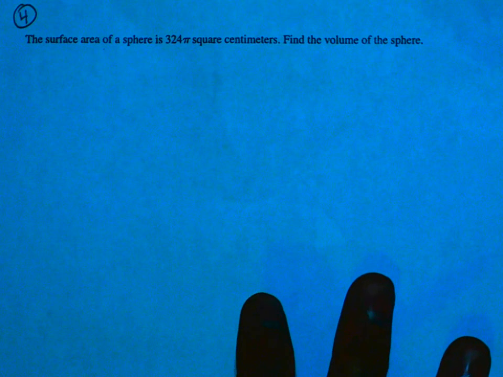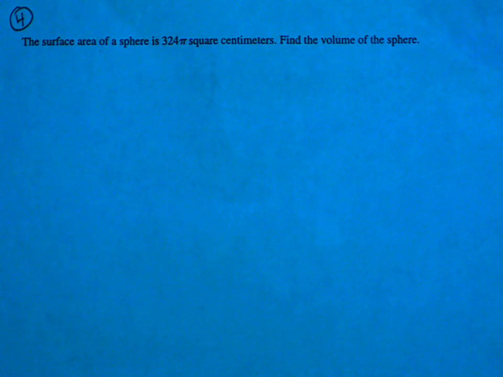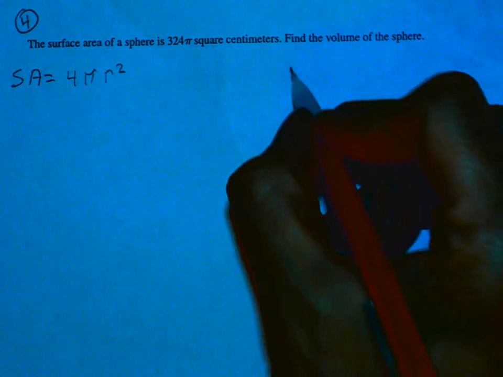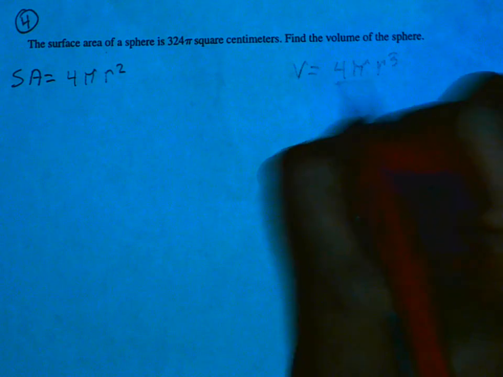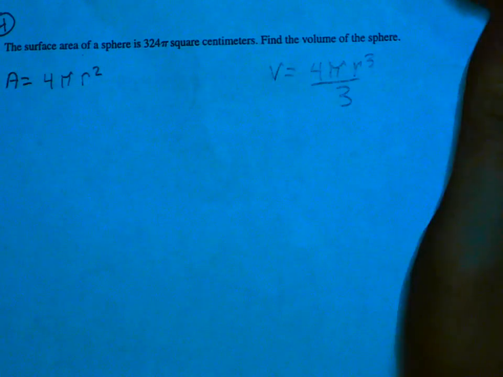Example number 4 is a lot more involved because there's multiple things that we need to do. They tell me that the surface area of the sphere is 324 pi square centimeters, and they want to know what the volume is. So the surface area of a sphere is 4 pi r squared. The volume of a sphere is 4 pi r cubed divided by 3. So we need to find r so that we can go back and plug it in here.